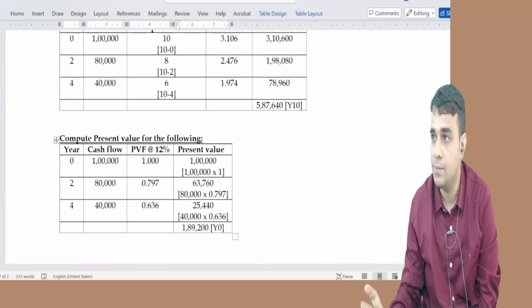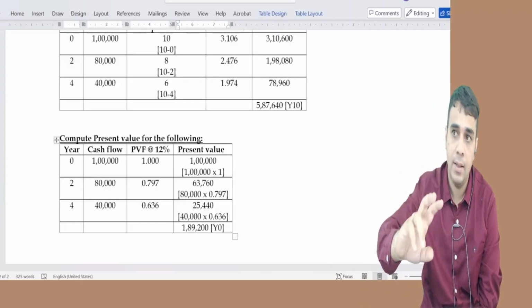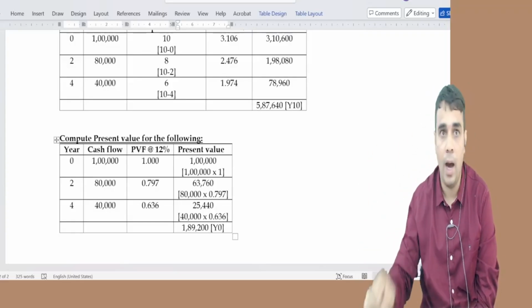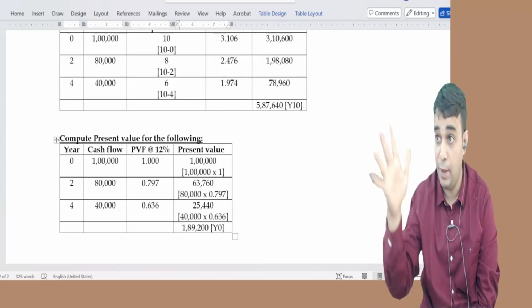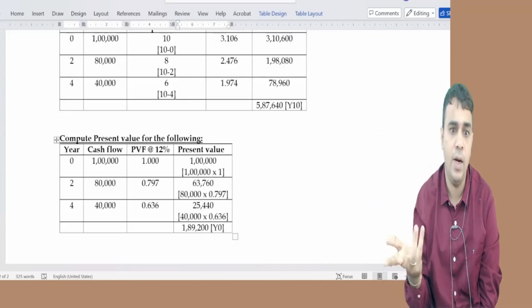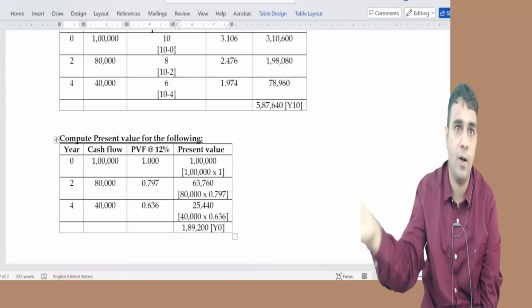Any doubts on this? Either I go to the future period, or I go to the present period, or randomly I want year 5 number in between, not even year 10. I want year 5, year 0 to year 5 compounding.